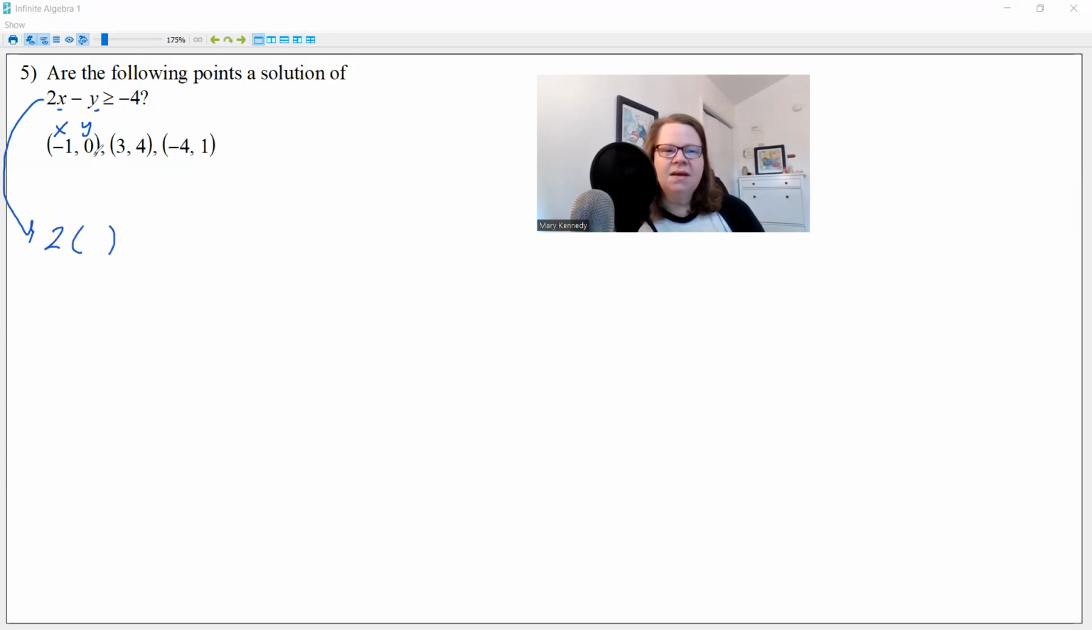So where I see an X, I'm putting parentheses. Where I see Y, I'm putting parentheses greater than or equal to -4. Okay, so X is -1 and Y is 0. And I'm going to put a question mark here. I want to know, is this greater than or equal to -4? If it is, then yes, that's a solution. If it's not, then it's not a solution.